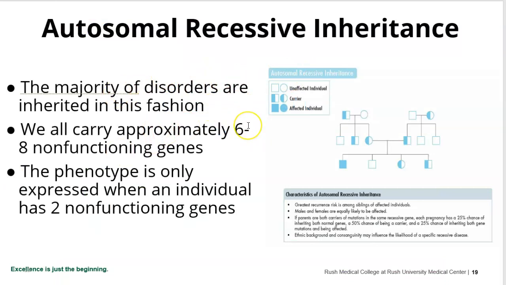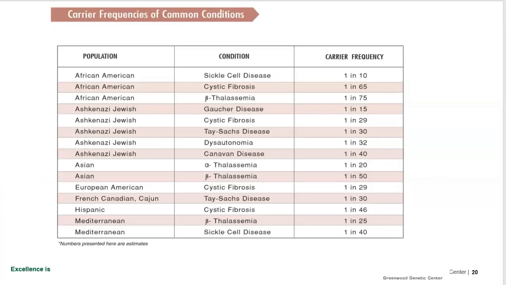Most disorders, as I said, are recessive. We all carry bad genes, and the phenotype is only seen when we have two individuals. So we usually don't see it in the family history. The only people that are usually also affected are in the same generation and usually within the same family, the two parents.